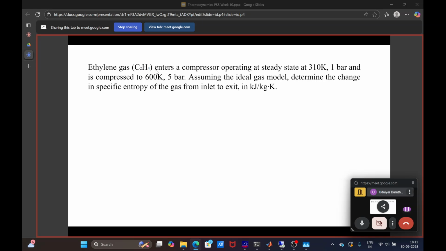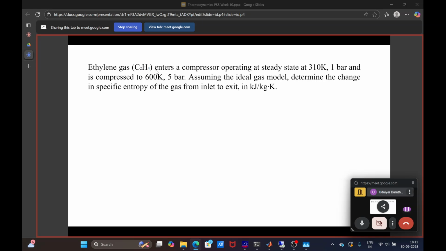So moving on to the next question, we have ethylene gas C2H4 which enters a compressor operating at steady state at 310 Kelvin and 1 bar and is compressed to 600 Kelvin and 5 bar. Assuming the ideal gas model, determine the change in specific entropy of the gas from inlet to exit in kilojoule per kg Kelvin.